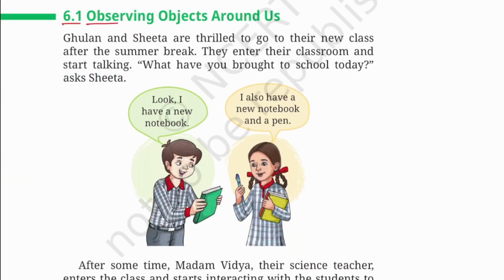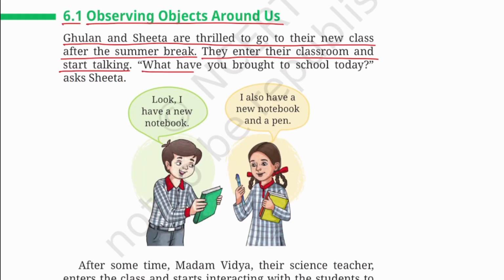6.1 Observing objects around us. Gulan and Seeth are thrilled to go to their new class after the summer break. They enter their classroom and start talking. What have you brought to school today? asks Seeth. Gulan says, Look, I have a new notebook. Seeth replies, I also have a new notebook and a pen.